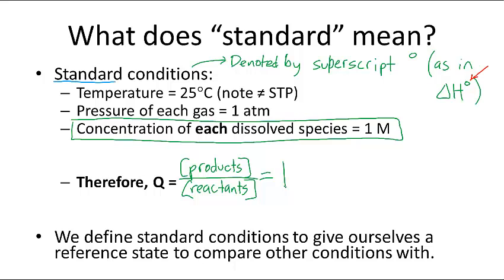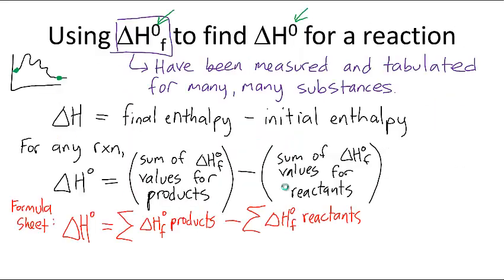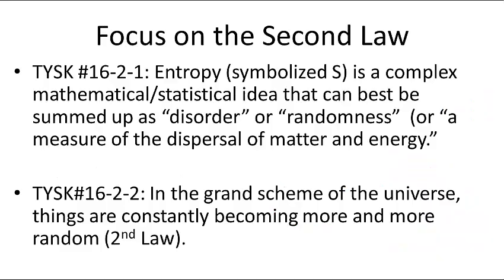So standard conditions we use as a reference point because when concentrations change, these values like delta H or delta S, we'll see in delta G, when concentrations change, those values will change. And so we set up standard conditions for what if I have equal amounts of reactants and products, what would the delta H be? And then we'll see that actually changes if you have unequal amounts of products and reactants. So that's an important part of the standard in standard conditions.